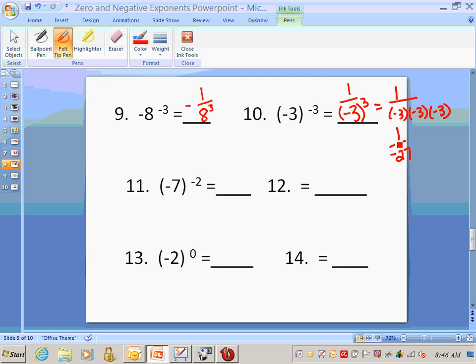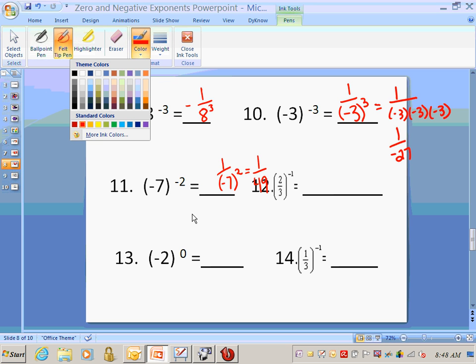Number 11. How would I rewrite that? 1 over negative 7, good, squared. So that's 1 over positive or negative? Positive what? 49, good. 12 didn't copy. Give me a second on that.